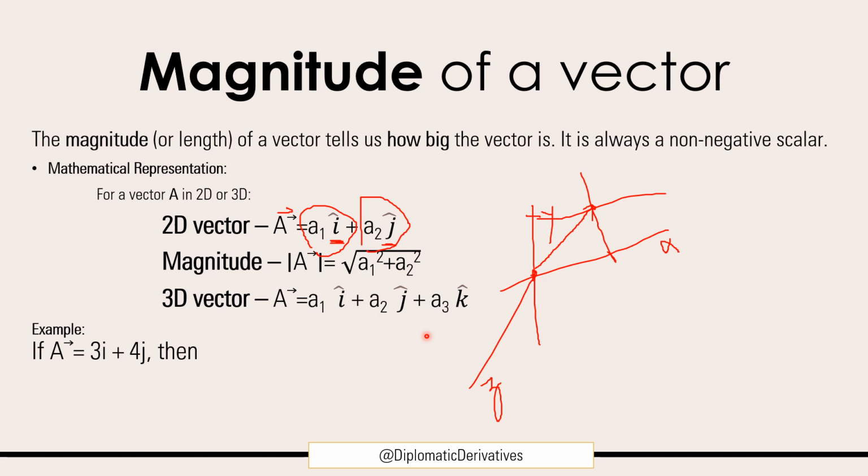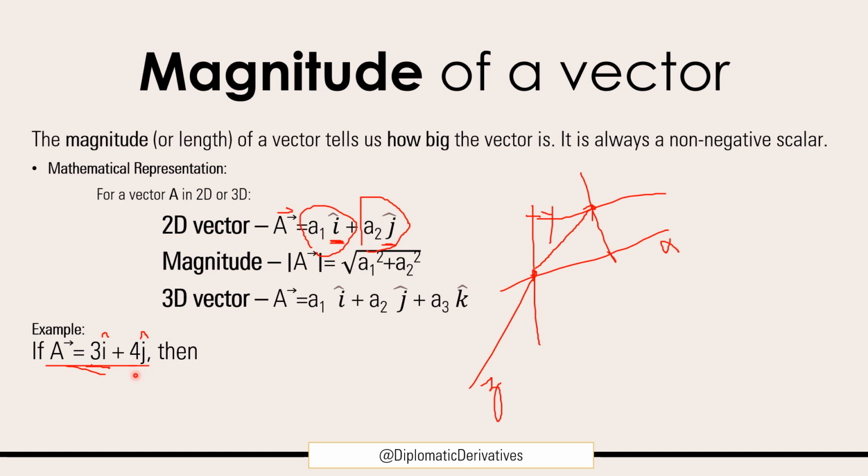For example, now we have a vector a over here, which is 3i plus 4j. Just remember to put the unit vector here. So you have 3i on the x-axis and 4j on the y-axis. This is the representation of the vector a. Now in which plane is this? This is a 2D vector because we do not have k here, so it's just 2D.